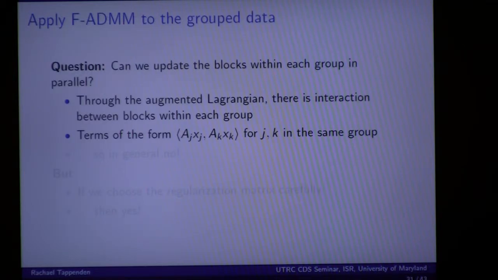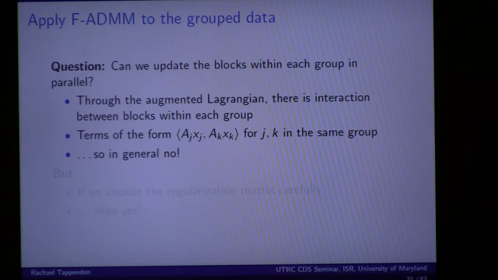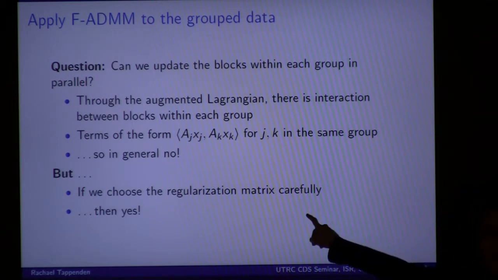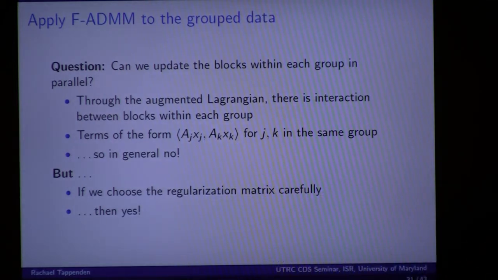Okay, so I've said that I can do this in words, but there are a few little technicalities that I have to get around. Why can I just update all these blocks within a group in parallel? Because I've got these nasty terms that show interaction between the different blocks in my group. This is why I've added these regularization matrices in my method. We have to choose the regularization matrices carefully, and if I choose them carefully, I'm going to be able to cancel out these cross terms. So long as I make these matrices in some kind of nice fashion, I can get this hybrid approach.